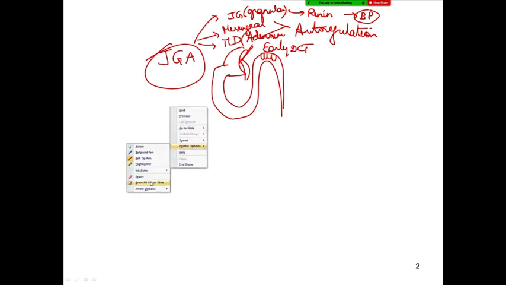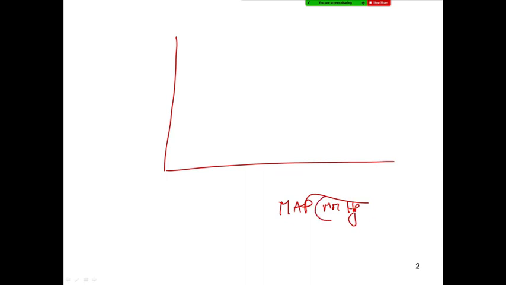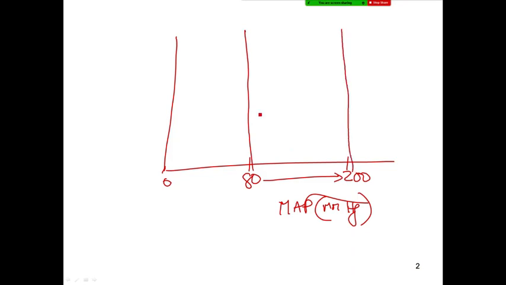Since we are talking about auto-regulation, tell me about auto-regulation. What is the auto-regulatory range of mean arterial pressure, given in millimeters of mercury? 80 to 200 mm Hg. Which means that when the pressure increases from 80 to 200, our GFR is maintained at 125 ml per minute. That's the GFR. And the renal blood flow is maintained at 1200 ml per minute.